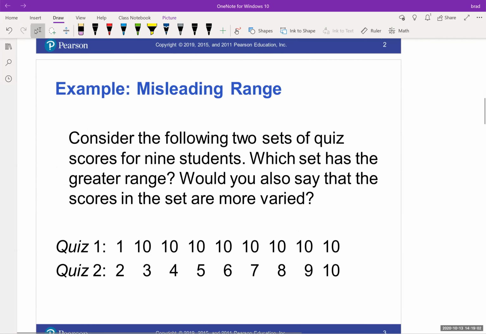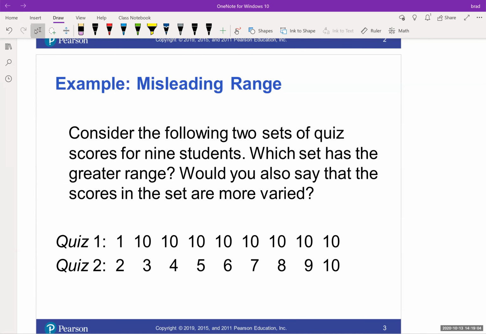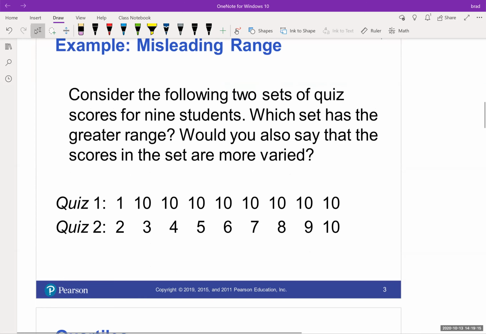An example of a misleading range: consider the following two sets of data scores for 9 students. Which set has the greater range, and would you also say that the scores in that set are more varied? Here's the thing. If somebody thinks that a larger range means a big spread of data, that is actually an incorrect way of thinking.